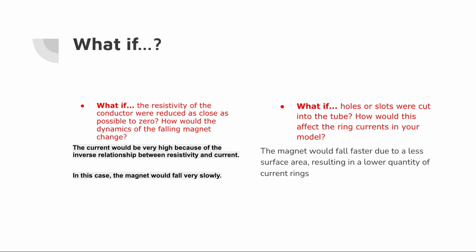And if there were holes or slots cut into the tube, it would affect the rings of the current model. It would result in a lower quantity of current rings, and the magnet would fall faster due to the lack of surface area, which results in the lower quantity of current rings.